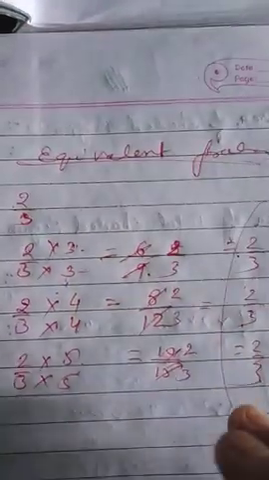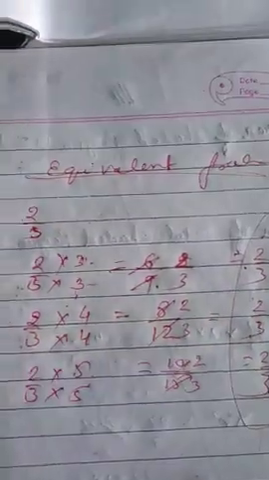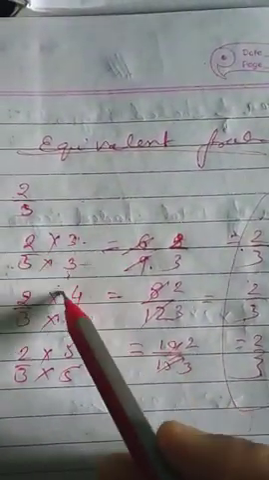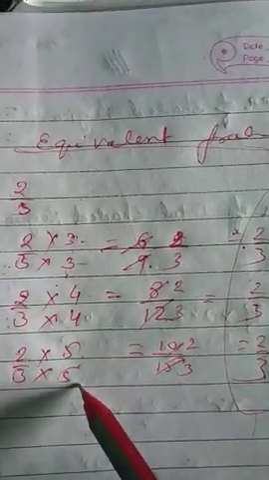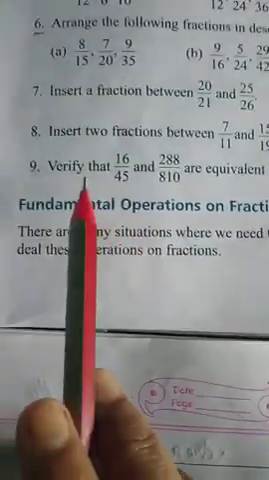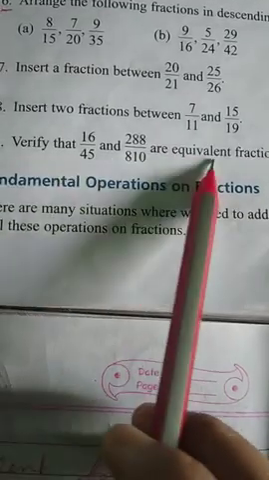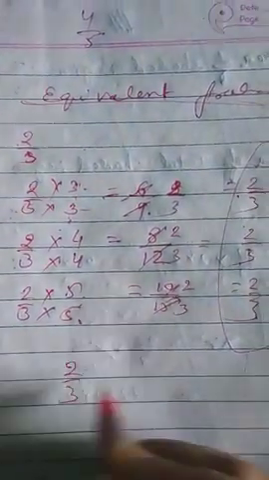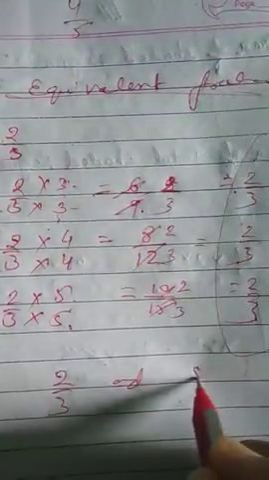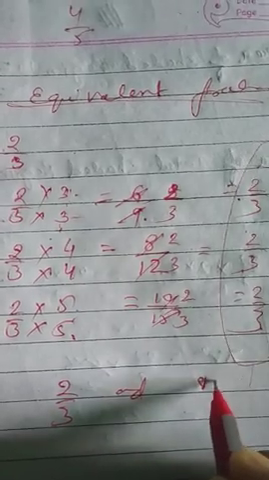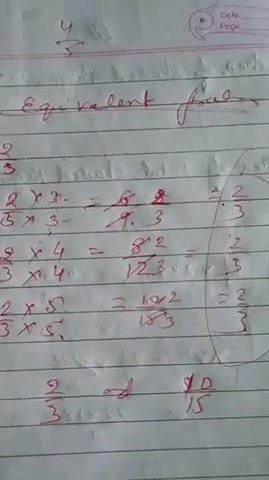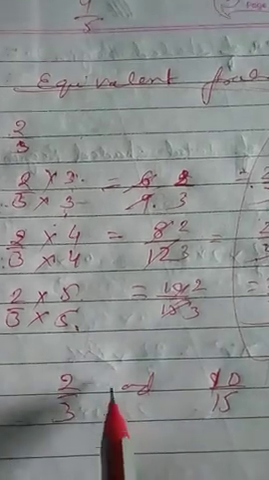Okay, so if you have to find out the equivalent fraction, you can simply multiply up and down with the same number. But in this question, it is asked to verify whether this and this are equivalent or not. Yes, if you have to verify that two fractions are equal or not, suppose I take two fractions, one is 2 by 3 and another is 10 by 15. And you have to verify that the two are equivalent or not.